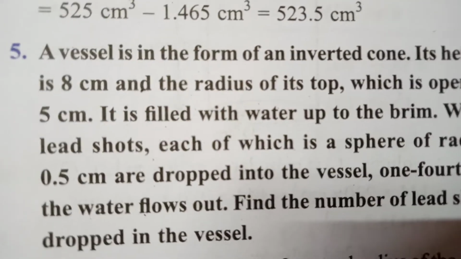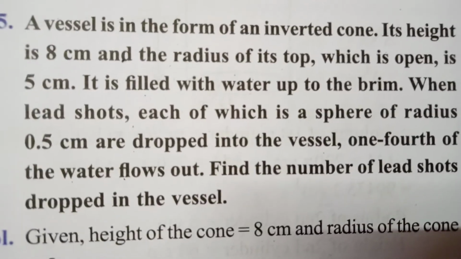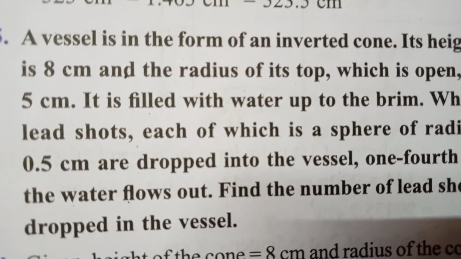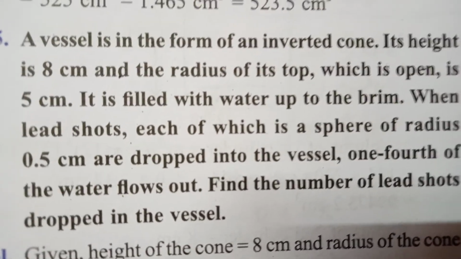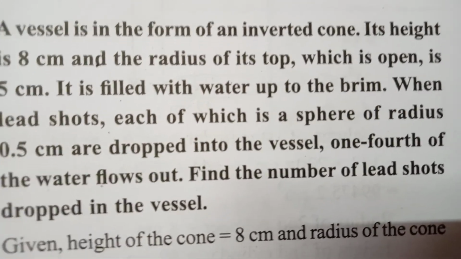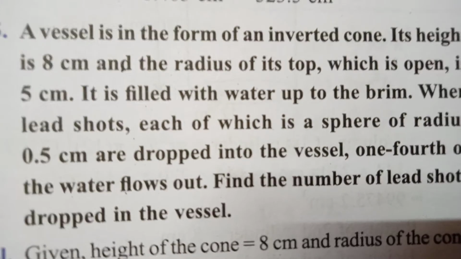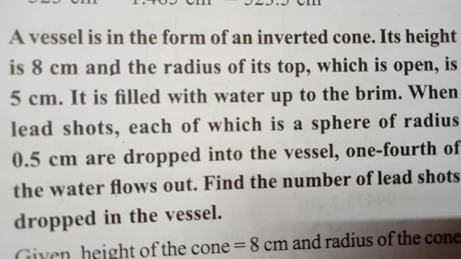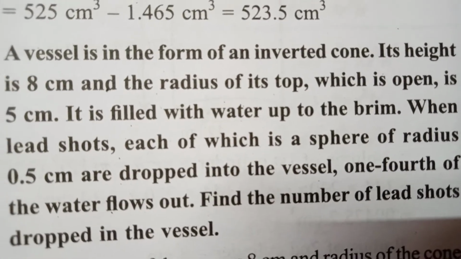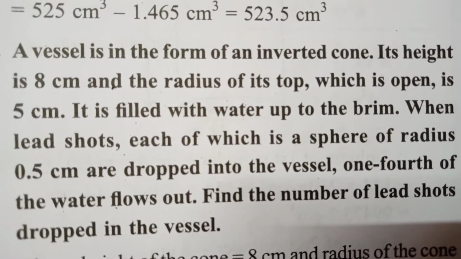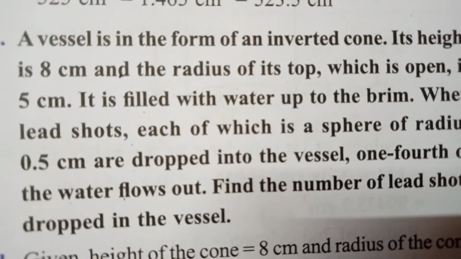Now we are seeing question number 5. A vessel is in the form of an inverted cone. Its height is 8 cm and the radius of its top, which is open, is 5 cm. It is filled with water up to the brim. When lead shots, each of which is a sphere of radius 0.5 cm, are dropped into the vessel, 1/4 of the water flows out. Find the number of lead shots dropped in the vessel.